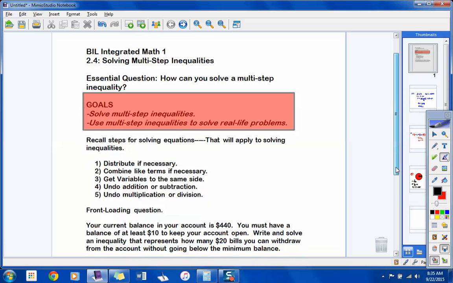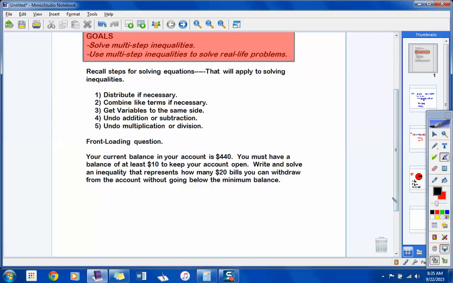Guys, when we were looking at multi-step equations, what was the first thing we always said we had to do when we were solving those? Distribute if necessary. In other words, get rid of parentheses. Great. And then secondly, if possible, combine any like terms. So if there were any like terms to combine, you had to do that. Third one says to get the variables to the same side, undo addition or subtraction, which you've done, undo multiplication and division, which you've done.